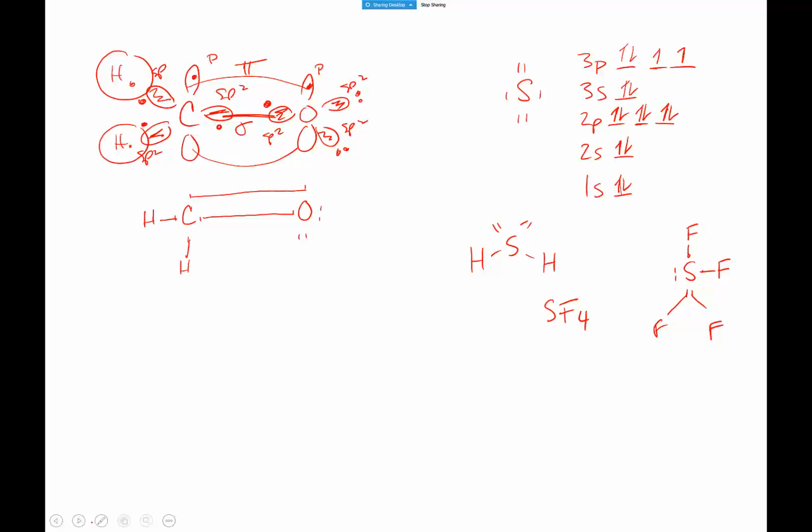Remember, we started with a carbon that only had 2 unpaired electrons and could only form 2 bonds. And so what did we do? We said, well, let's take one of those electrons, let's go to the excited state, and let's move that electron up. Okay, so what's above 3p on the periodic table?